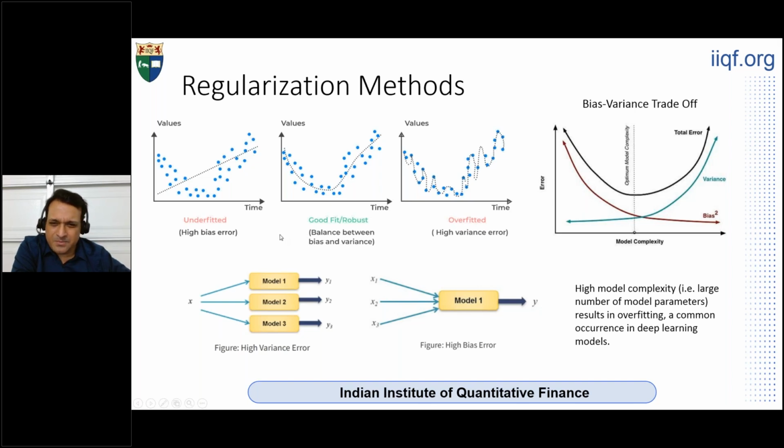In other words, it's a very important concept. Here it says high model complexity, a large number of model parameters, results in overfitting. In deep learning, it's an extremely common problem, because the number of weights, which are the parameters here, is in the millions, so it's very, very easy to overfit the model. And there's a mathematical theory behind what's happening here. You can think of there being an optimal model complexity.